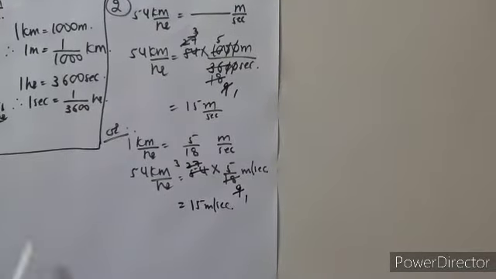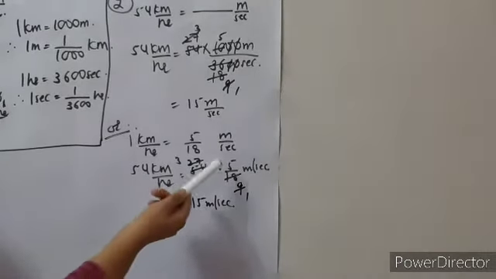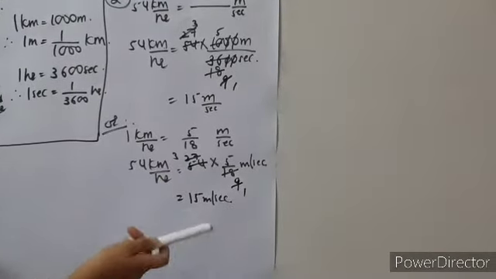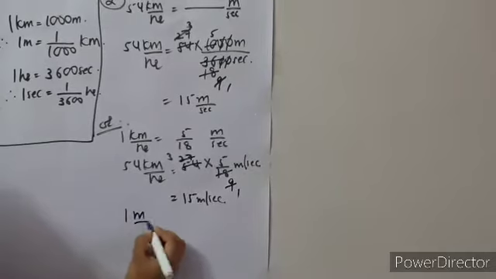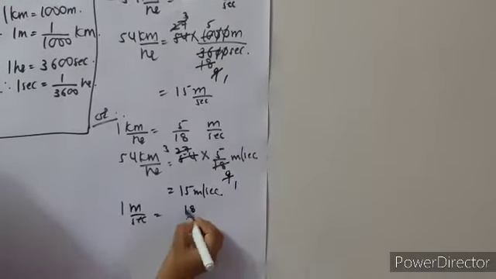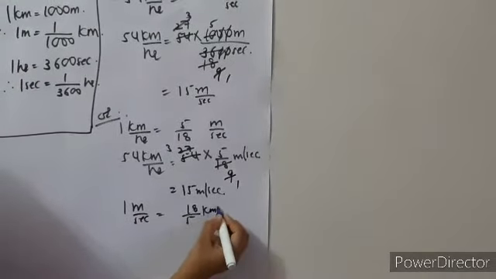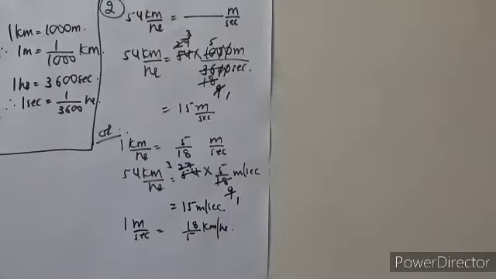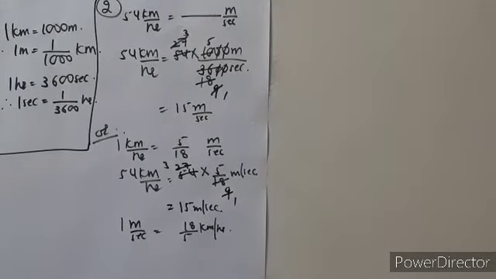When you have to do the reverse, like in the first question we did meter per second into kilometer per hour, that time what you can do is multiply by 18 over 5 to get kilometer per hour, and you can find out your answer. Okay.